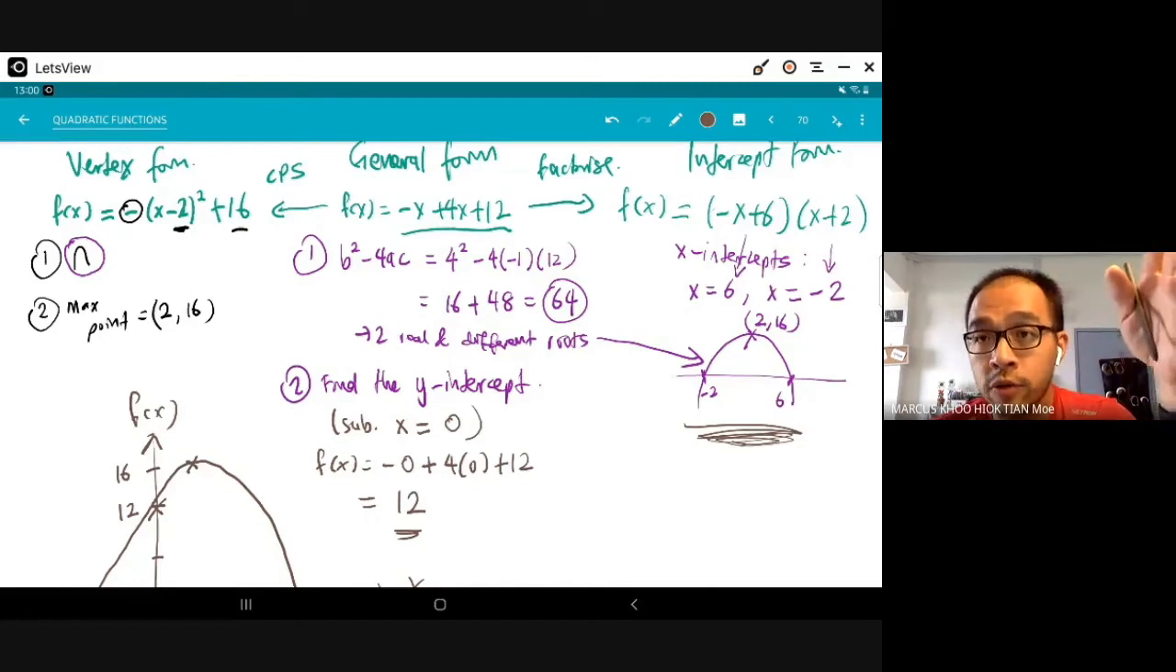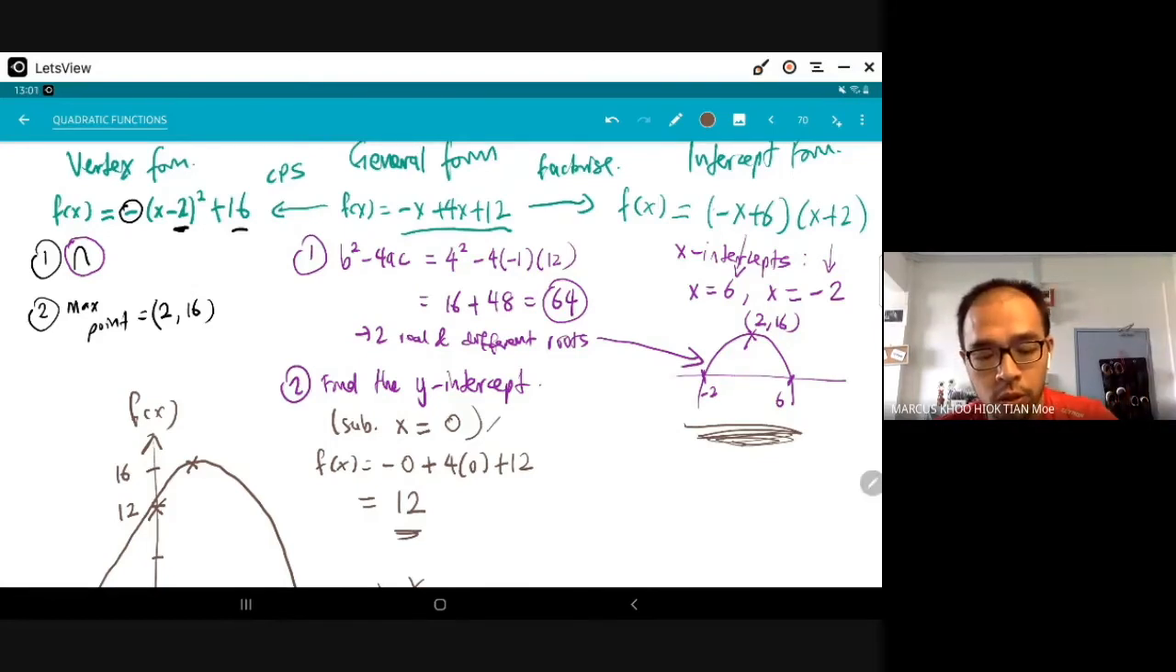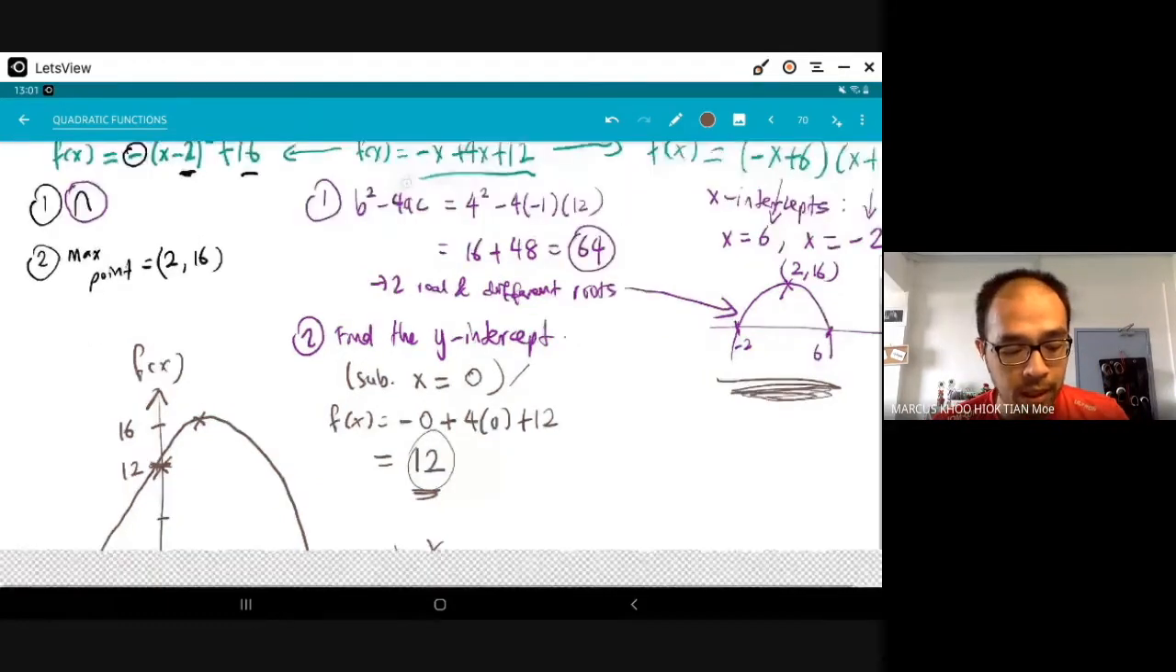The general form tells us whether dia adalah two real and different roots, or one equal root, or no real roots. Okay, remember the picture I showed you just now. And the general form also tells us the y-intercept. Okay, the y-intercept means you ganti x sama dengan kosong, you dapat nilai y, and then you make sure you plot over here. Okay, so the 0 and 12. The intercept form tells us the two values of x. Okay, the two very important values of x that will potong.